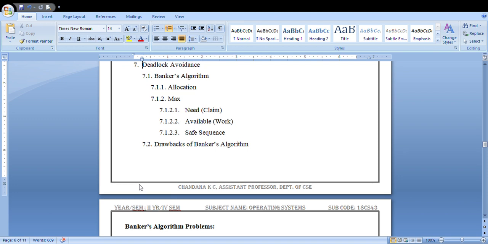And this is about deadlock avoidance. What do you mean by deadlock avoidance? I already explained that. Deadlock avoidance is nothing but using some algorithms, taking care that none of the processes should enter the deadlock condition. That is your deadlock avoidance. For avoiding the deadlock situation between the different processes, you make use of one algorithm called Banker's algorithm.